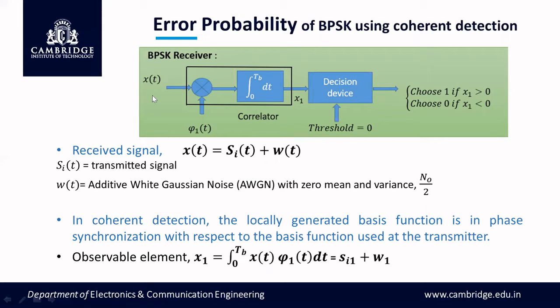The receiver, as I already explained, has these relations. X of t is equal to Si of t plus W of t. Si of t is the transmitted signal. I can be 1 or 2. If I is 1, symbol 1 is sent. If I is 2, symbol 0 is sent, right? The transmitted signal comes with an added noise.